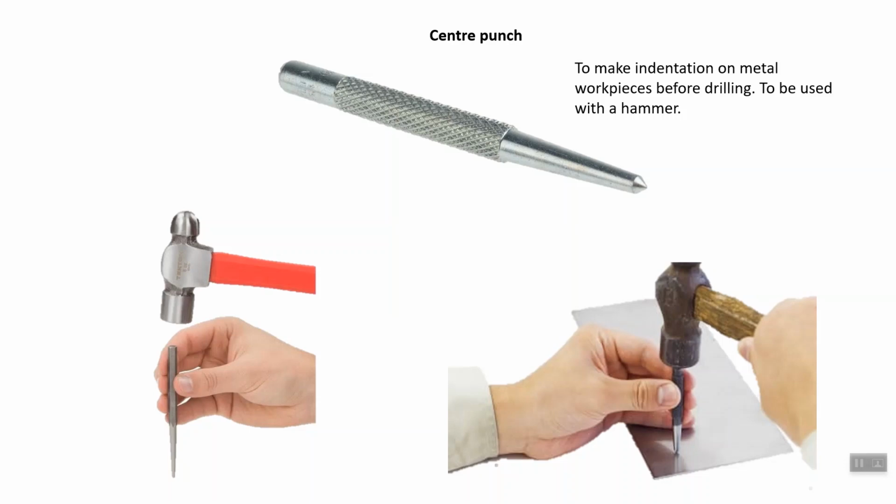With a hammer, you place the center punch on the center of the hole you have to drill, and you make a small indentation with a small strike. You make an indentation to make a small hole. So the center punch is used to make this hole before drilling. It marks centers before drilling onto metals only; we don't use it on wood or plastic.